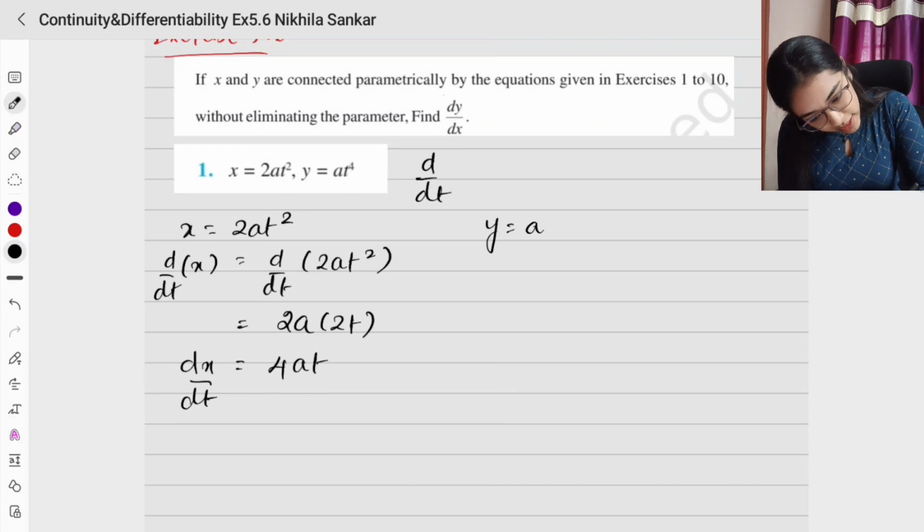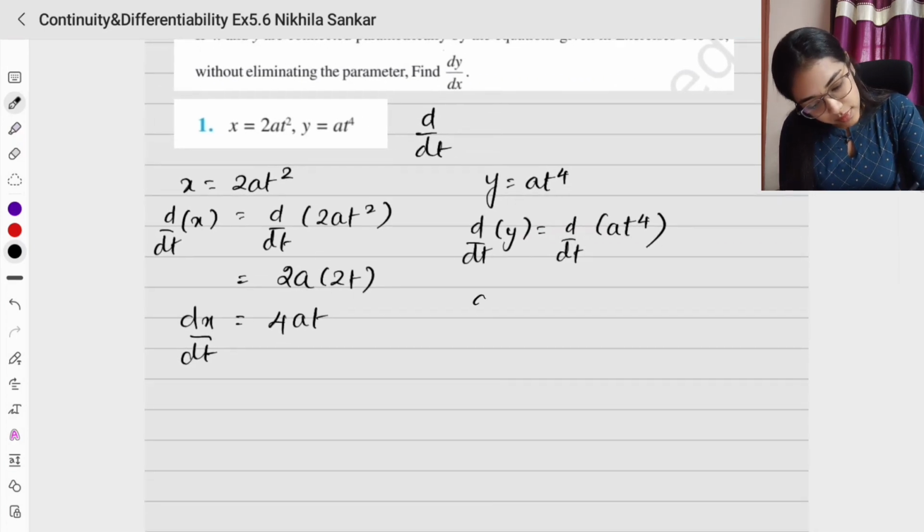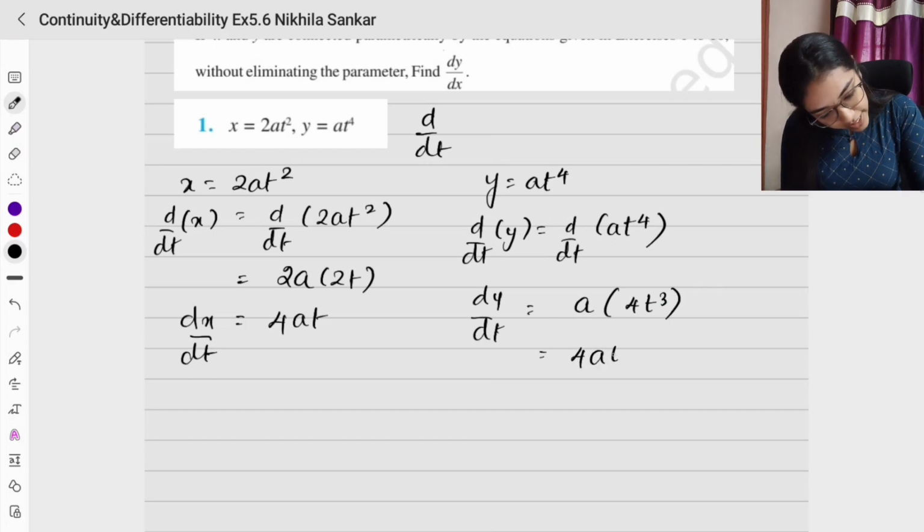Similarly, what do I have for y? At to the power 4. So d by dt of y equals d by dt of at to the power 4. So I have dy by dt equals a is a constant. T power 4, differentiate, I'll have 4t cube. So this is going to be 4at cube.